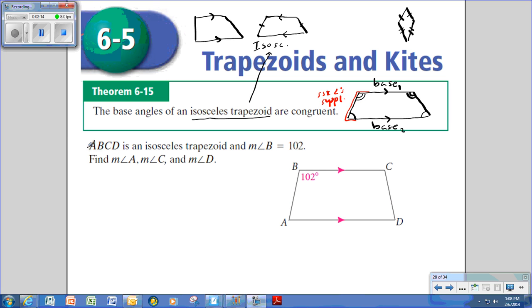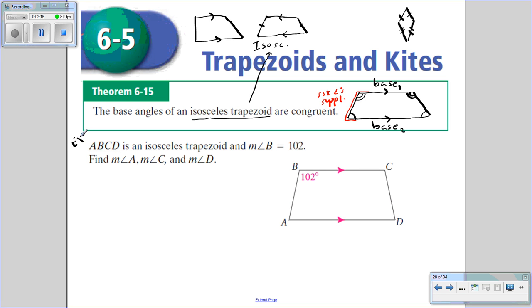So here we have an example. We have an isosceles trapezoid, ABCD. It gives us the measure of angle B, and we're going to figure out all the rest of the angles. Judging from the last concept, I know that angle B would be congruent to angle C, because they're base angles. They're attached to the same base. So I know angle C is 102.